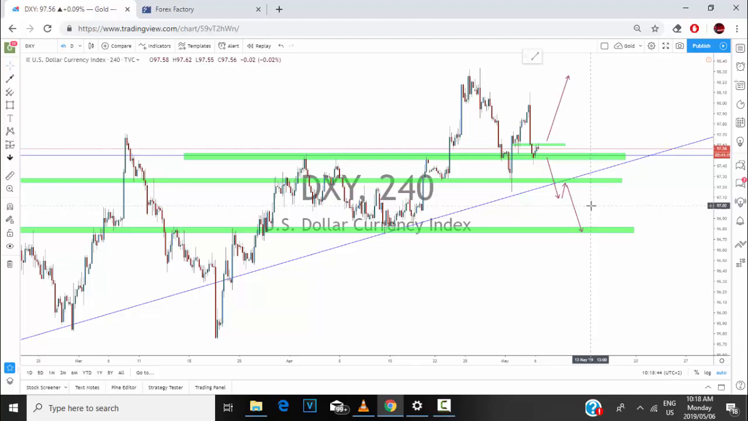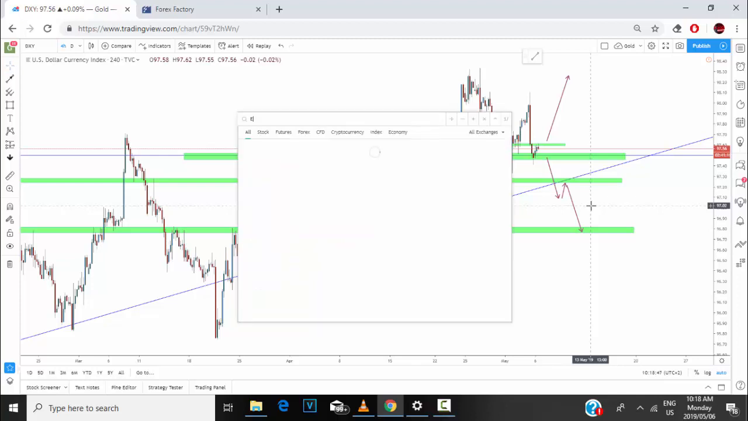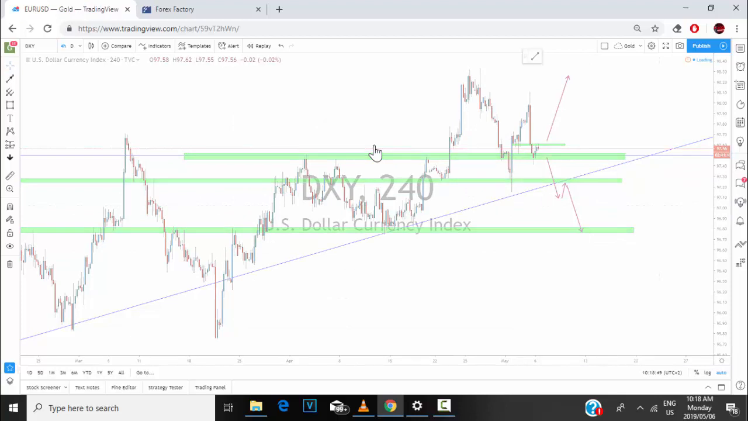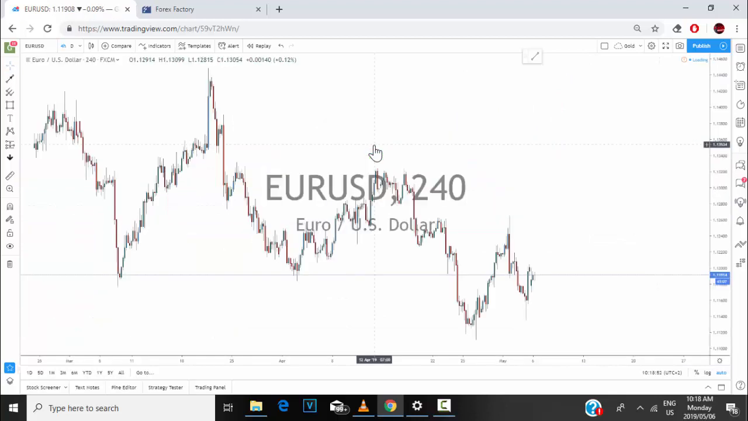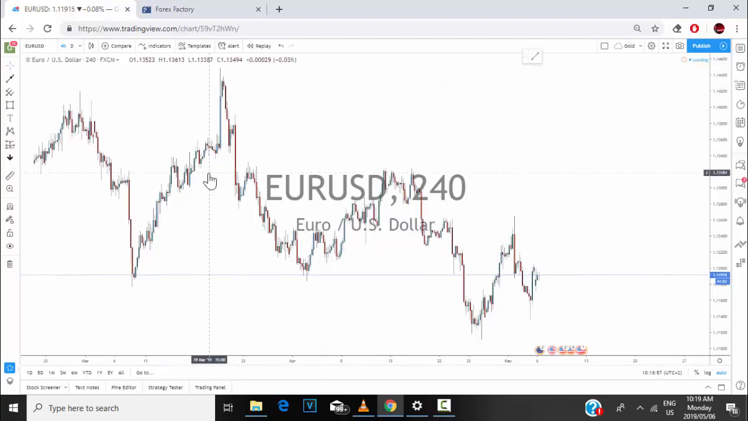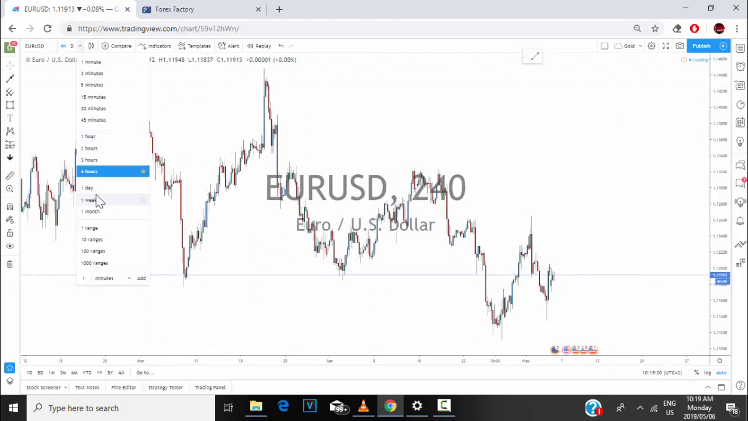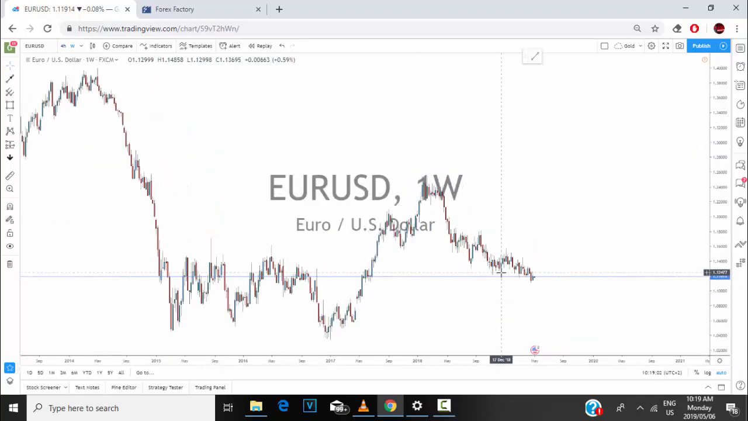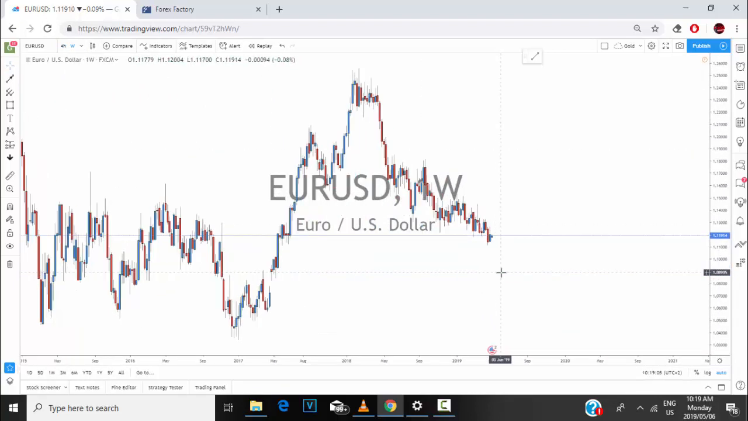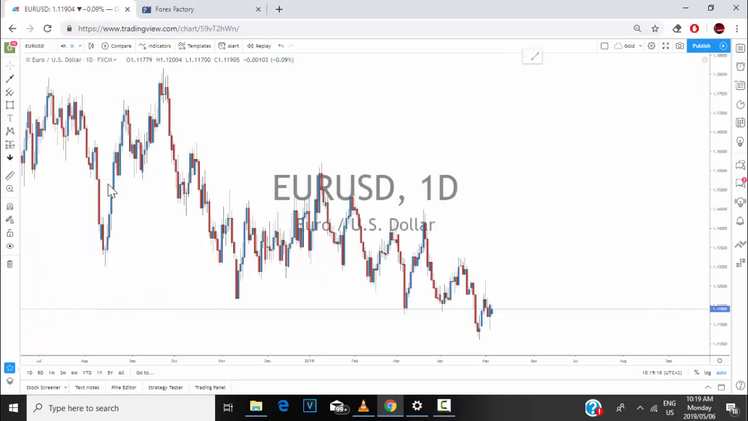Okay, so basically this is what I expect for the DXY. Now let's get to EUR/USD. Let's see how the chart's been doing. Okay, let me just go to my weekly. Weekly, similar to this chart, is just inversely proportional to the DXY chart. We were bullish last week, guys, as you can see on the previous chart candle.